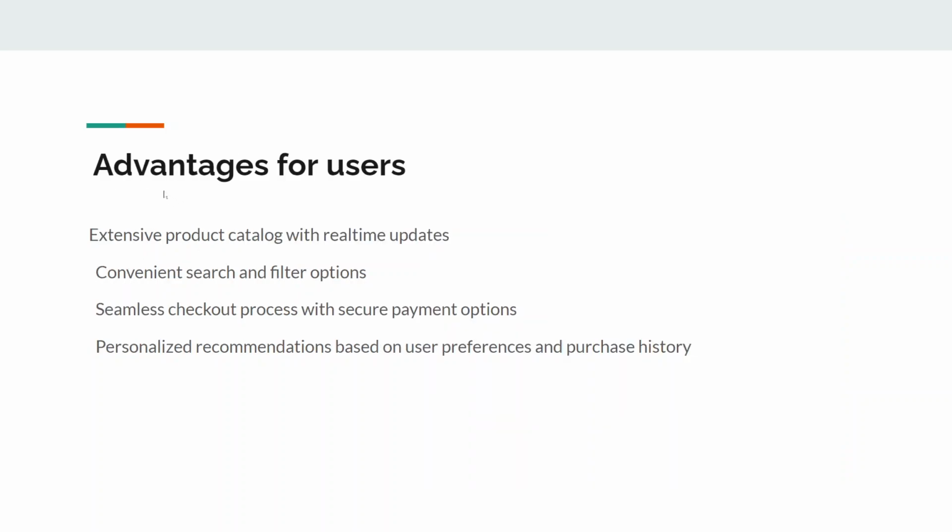What are the advantages for the user? An extensive product catalog with real-time updates. If there are any products in your shop, you can just mention them, and you can update in real time whether the product is available in the grocery shop or not.